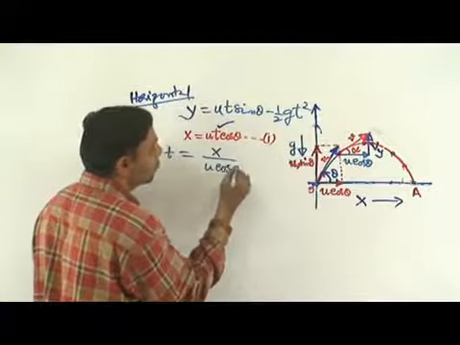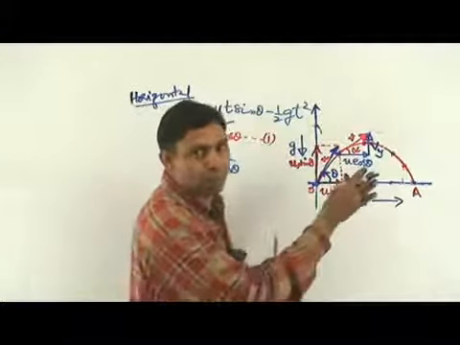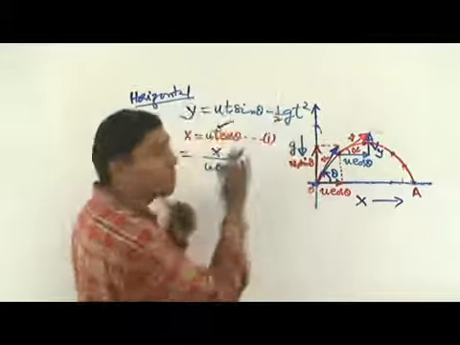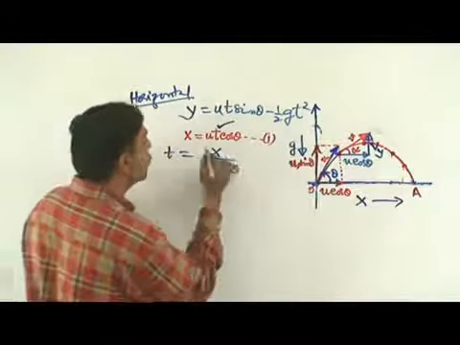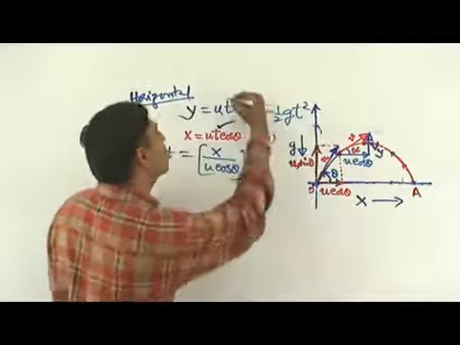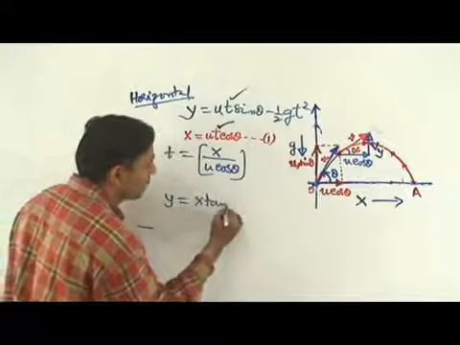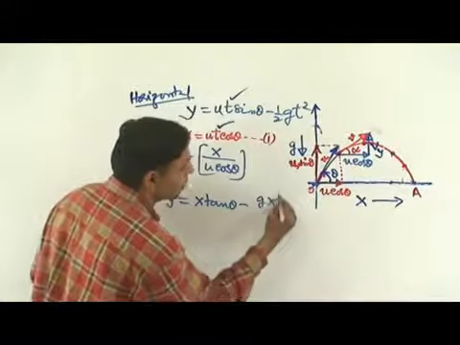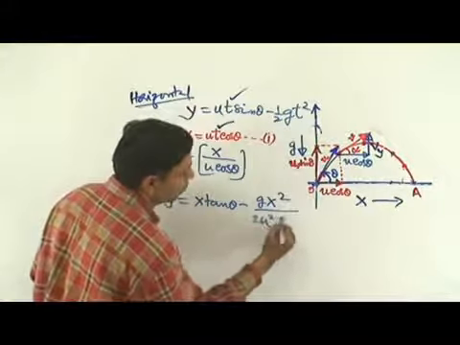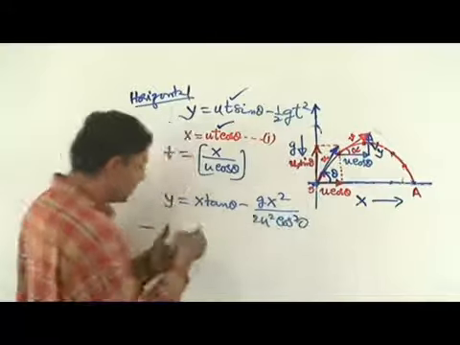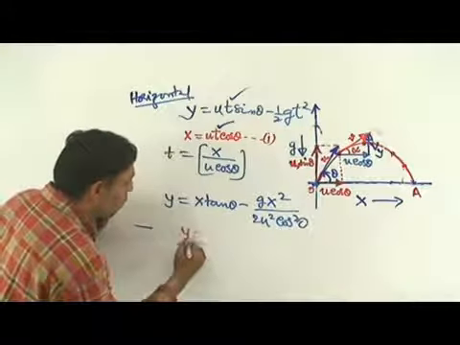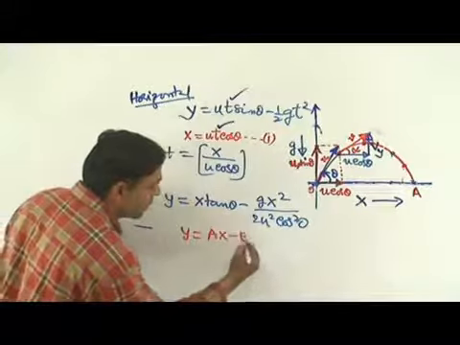So far what we have done is, we studied horizontal motion separately and vertical motion separately. Now I'm trying to merge these two. So this value of t from horizontal motion I'm putting in this equation. So we end up getting y equal to x tan theta minus g x squared by 2 u square cos square theta. This equation is of the form y equal to ax minus bx squared.